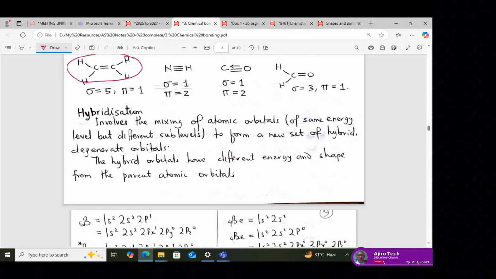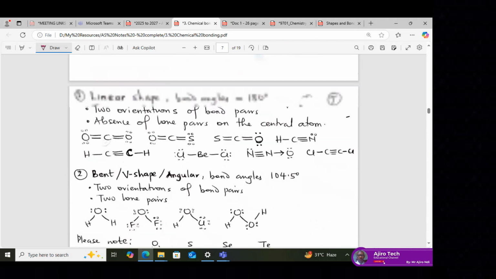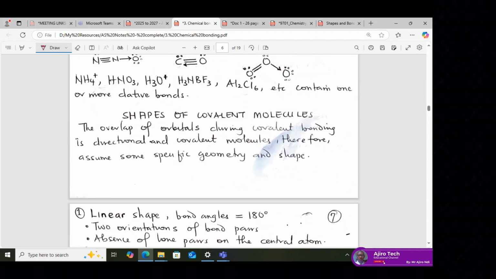Now, I think I put it in the notes. Let me see. Shapes of molecules. Can you read this, please? The overlap of orbitals during covalent bonding is directional, and covalent molecules therefore assume some specific geometry and shape.